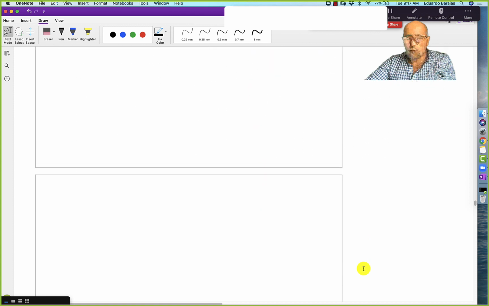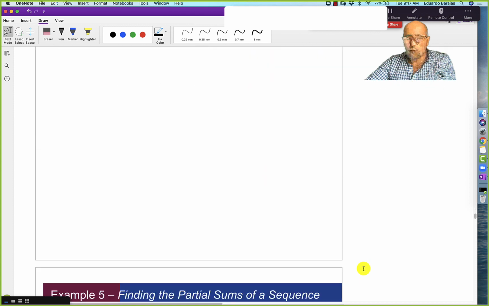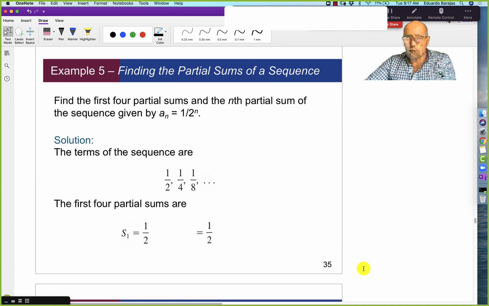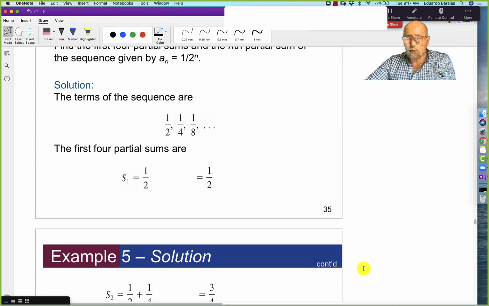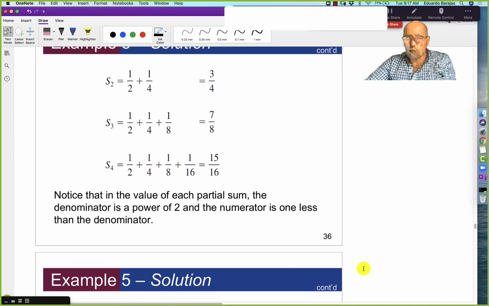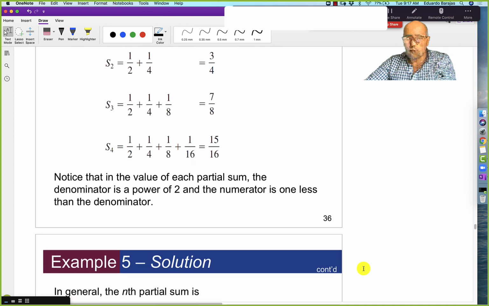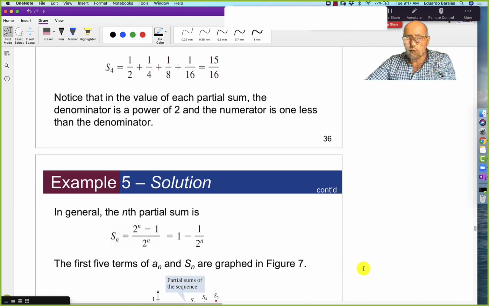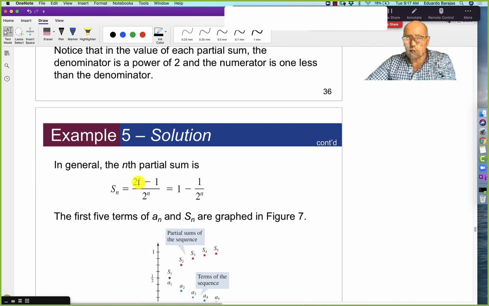Okay, let's see what the author did. Find the first, okay, so we found that, and then 1 3/4, and then 5 15/16. Notice the value of the partial sum: the denominator is powers of 2, and then 1 less for the numerator. So in general, the nth partial sum is exactly what I got. And then you can simplify this by breaking this up as 2 to the nth over 2 to the n minus 1 over 2 to the n. And that simplifies to this.